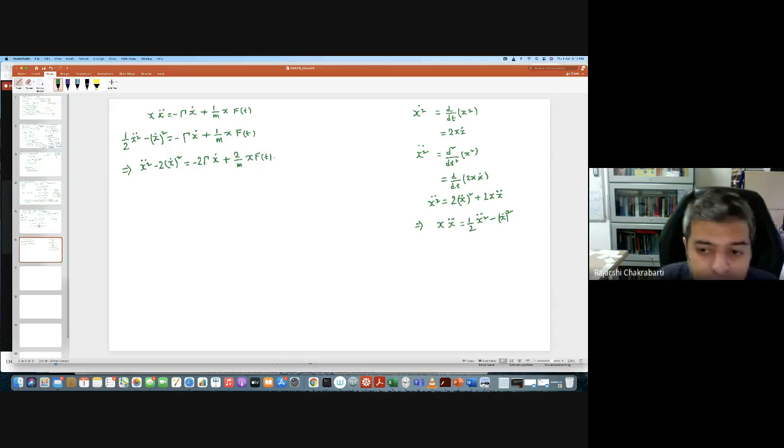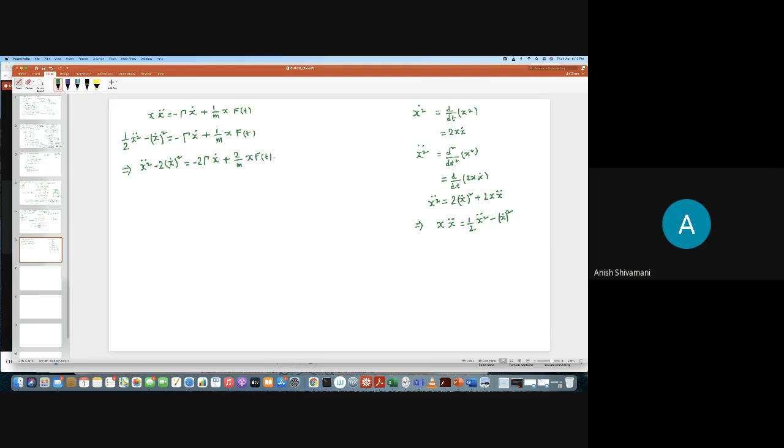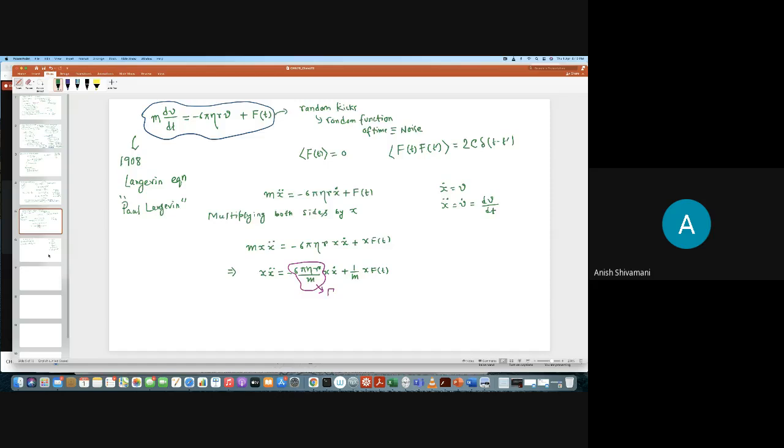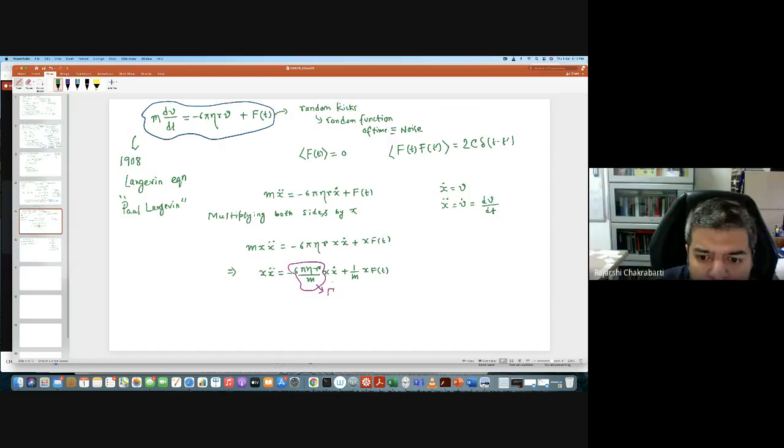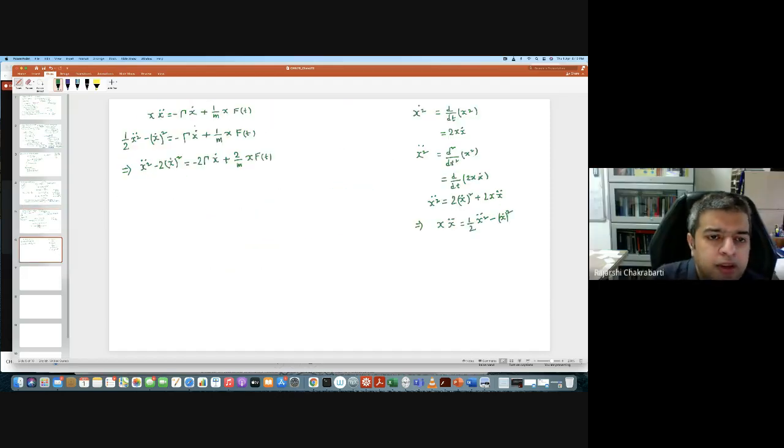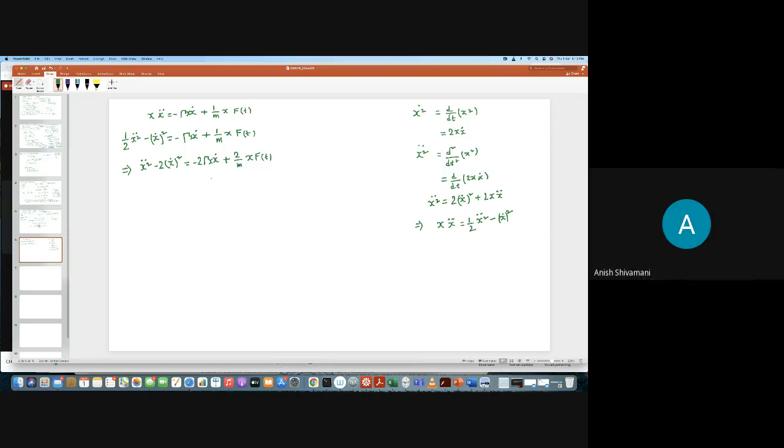Is this clear so far? I hope I have not done anything wrong. Did I do anything wrong? That will be gamma x x dot. Sorry, this is gamma x x dot, no? Yes, one I missed. That's what. This was like this.